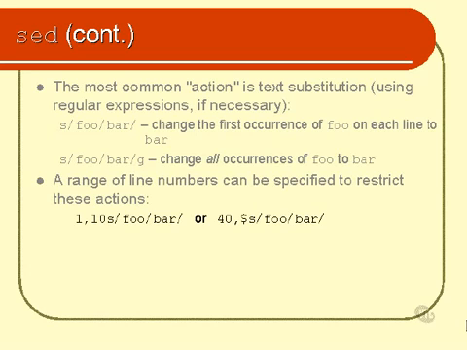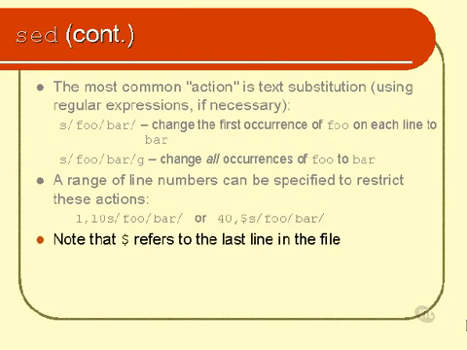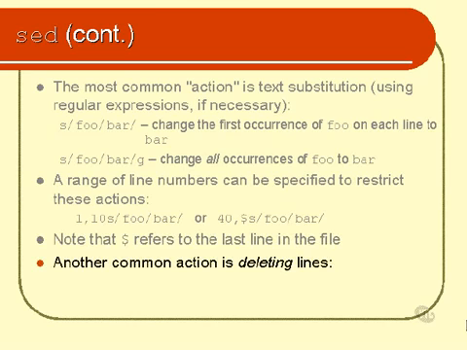Now the dollar actually means, in this case, the last line of input. So all the way from line 40 to the last line of input, I want you to substitute foo for bar. If you don't specify line numbers, then the actions will be performed on every single line of input. And as I mentioned before, the dollar refers to the last line in the file, or last line in the input, more accurately.